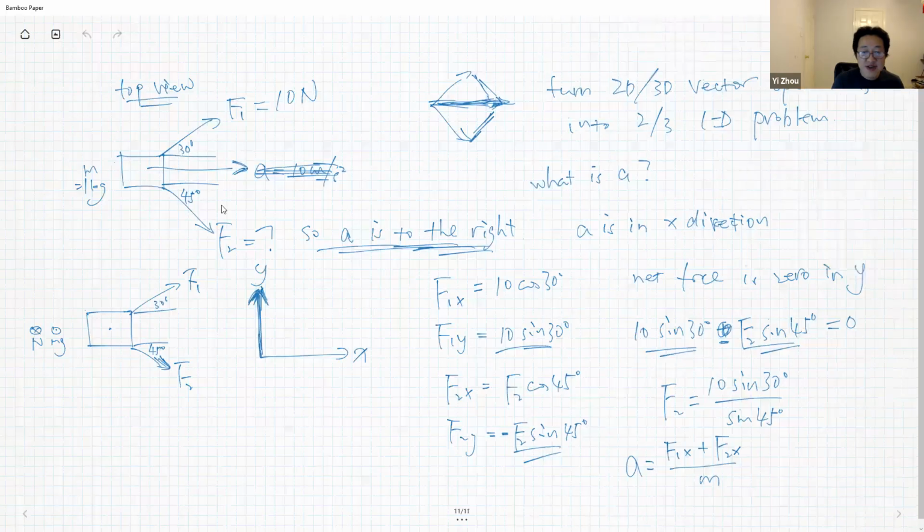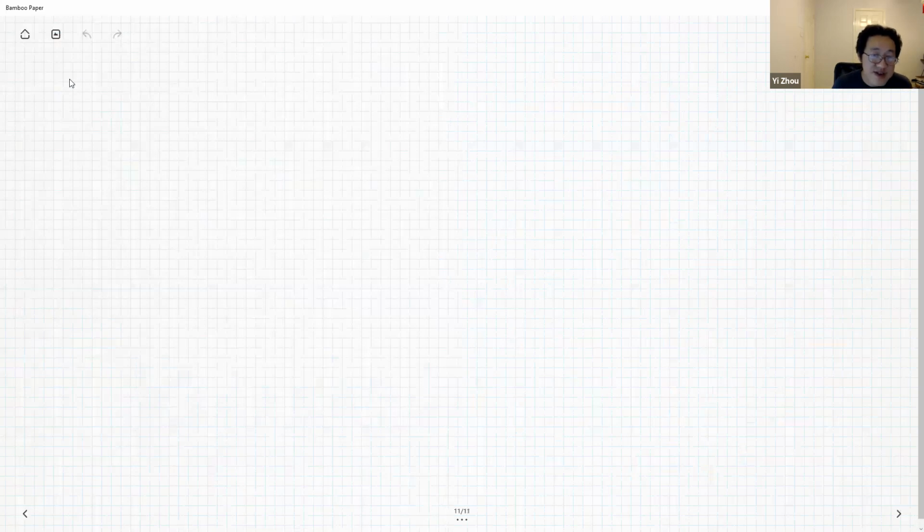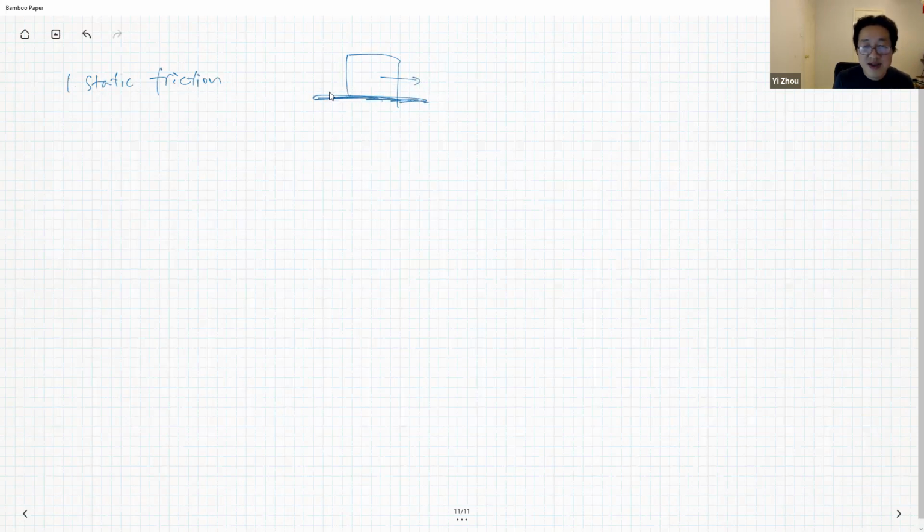So what is friction? There are two kinds of friction. One is called static friction, which means there's something on the ground, right, or any contact surface, and you apply a force, but it will not move. So why is it not moving? Because there's a friction here, right? You apply a force, there's a friction.